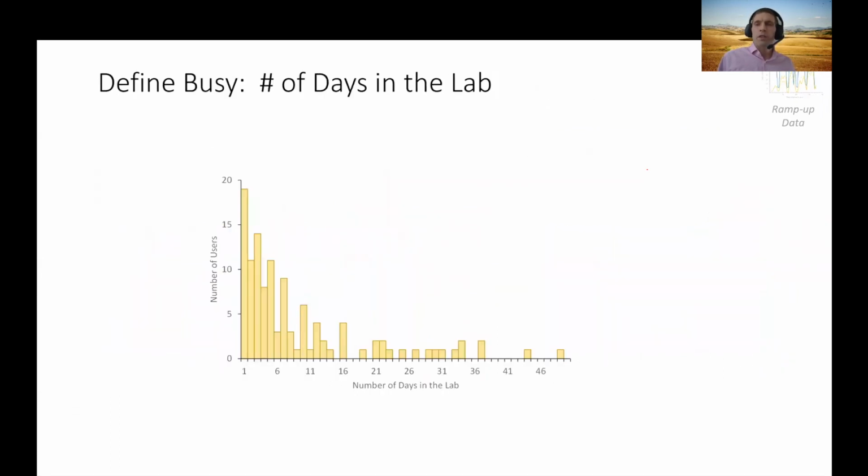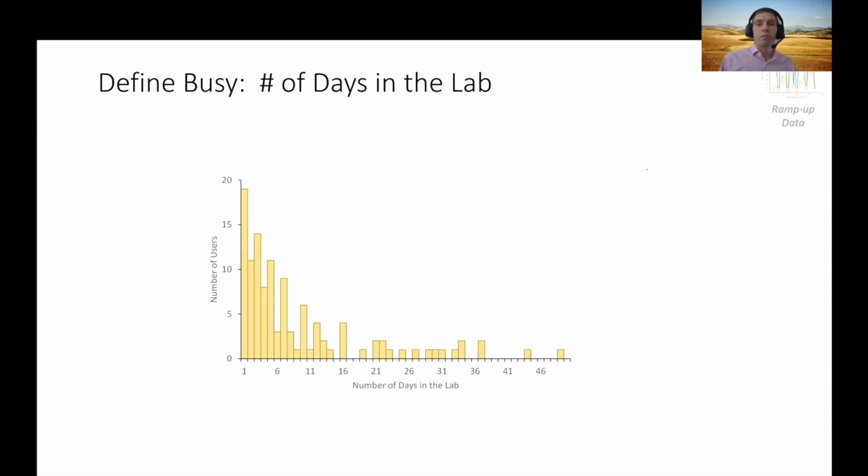Now, what does it actually mean to be busy? I keep saying people are busy. Well, here is the data. This is a histogram of how many days in the lab a person has been there, right? So x-axis number of days, y-axis how many users were in the lab for that many days.